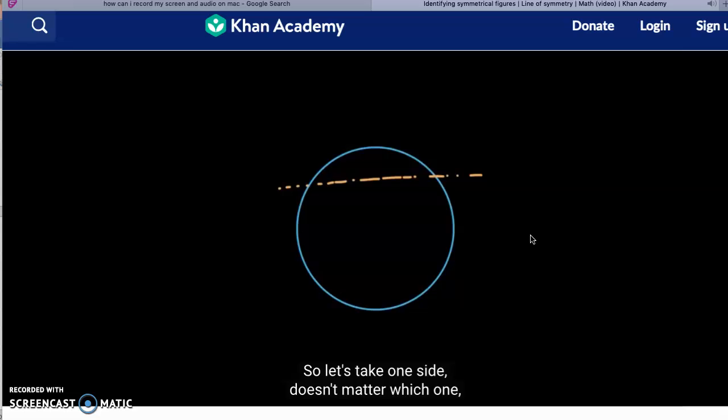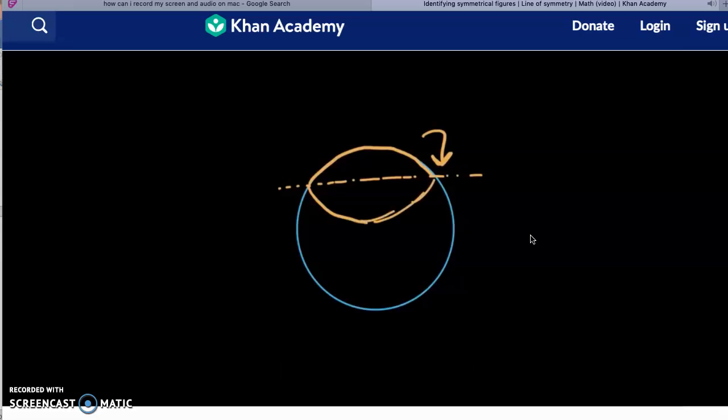So let's take one side, doesn't matter which one, let's say the top side. And if we were going to fold this top side down onto the bottom, would it match exactly what is shown under here? Let's see, it would probably look something like this. And does that match exactly? No, definitely not. So this is not a line of symmetry.